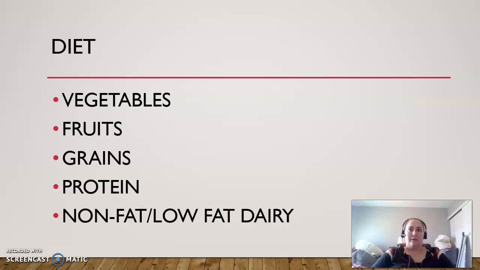For fruits, we have your oranges, melons, berries, apples, bananas, grapes. Those are some examples. With grains, we want to make sure we're trying to get in whole wheat grains if possible. And examples of grains are going to be your wheat, rice, oats, and barley. And with protein, we want to make sure we're trying to get lean protein and trying to not eat so much of the high fat proteins. So we're looking at your chicken, turkey, fish, eggs, and even nuts. And with the dairy, we're looking for non-fat and low-fat milk, cheese, and yogurts.